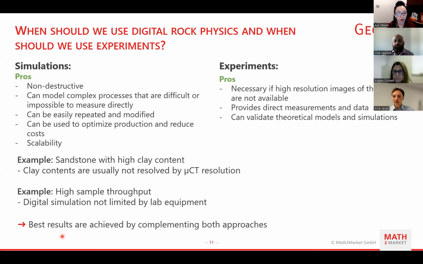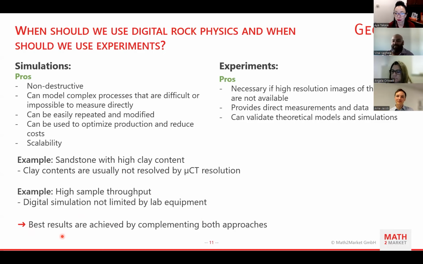Any questions here to that slide? We got a couple of comments and a question. They're really appreciating all the information you're sharing, Arne. Thank you very much.